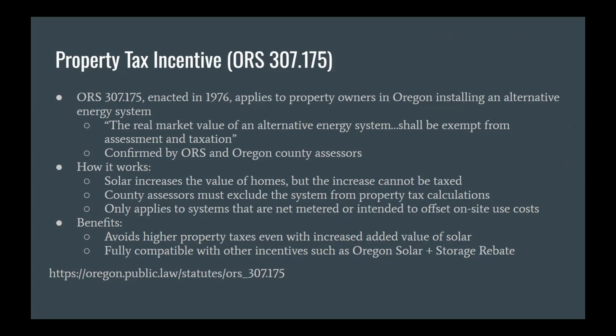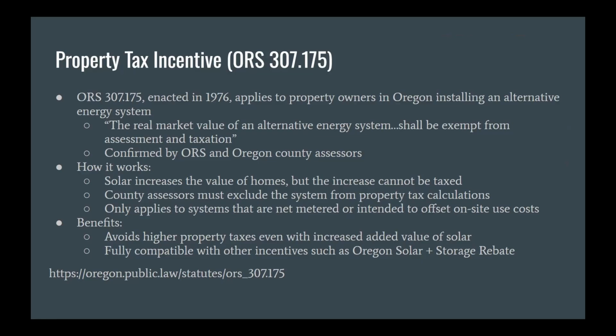So to talk about how exactly it's going to benefit the people using it, it helps them avoid those higher property taxes, and it is fully compatible with other incentives, such as the Oregon Solar and Storage Rebate. It's also important to mention that, again, it will increase the property value. The Lawrence Berkeley National Laboratory, funded by the U.S. Department of Energy, also found that homeowners typically see a price premium of about $3.90 to $6.40 per watt of installed solar capacity. For a system of the size that we're proposing, that premium could be quite large when you eventually do decide to sell your house.